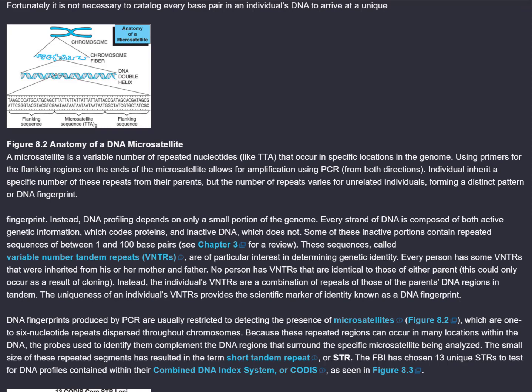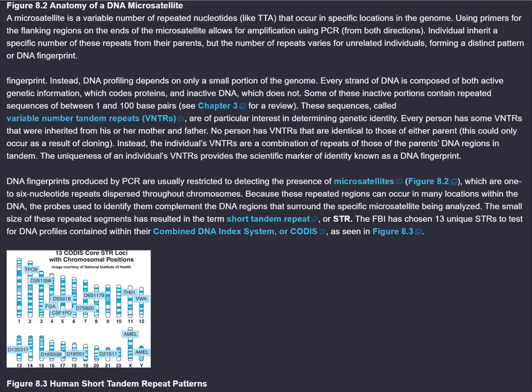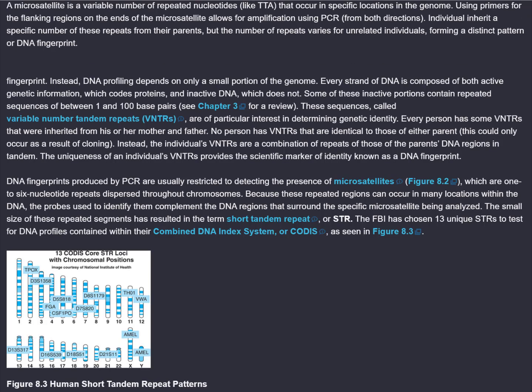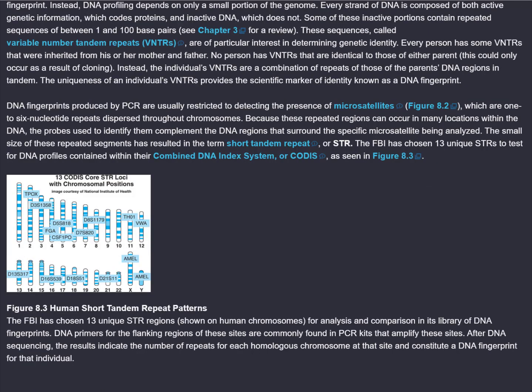Fortunately, it is not necessary to catalog every base pair in an individual's DNA to arrive at a unique fingerprint. Figure 8.2 Anatomy of a DNA microsatellite. A microsatellite is a variable number of repeated nucleotides, like TTA, that occur in specific locations in the genome. Using primers for the flanking regions on the ends of the microsatellite allows for amplification using PCR, from both directions. Individuals inherit a specific number of these repeats from their parents, but the number of repeats varies for unrelated individuals, forming a distinct pattern or DNA fingerprint. Instead, DNA profiling depends on only a small portion of the genome.